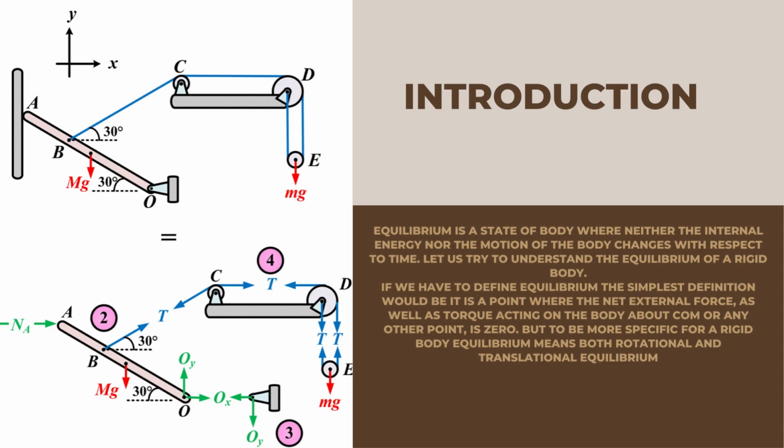Equilibrium is a state of body where neither the internal energy nor the motion of the body changes with respect to time. Let us try to understand the equilibrium of rigid body. If we have to define equilibrium, the simplest definition would be a point where the net internal force as well as torque acting on the body about any point is zero. But to be more specific, for a rigid body, equilibrium means both rotational and translational equilibrium.